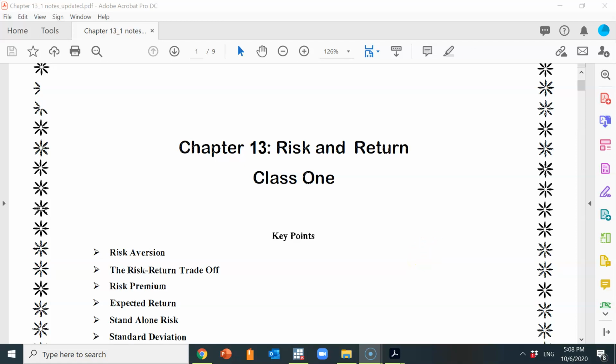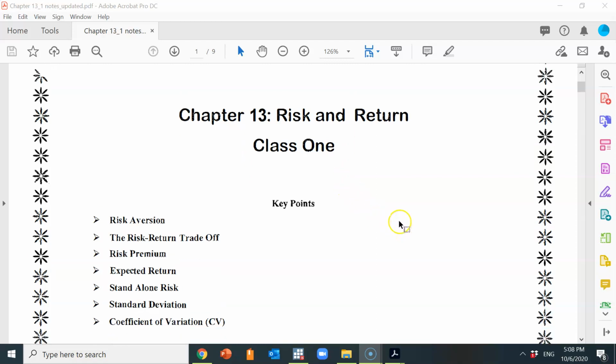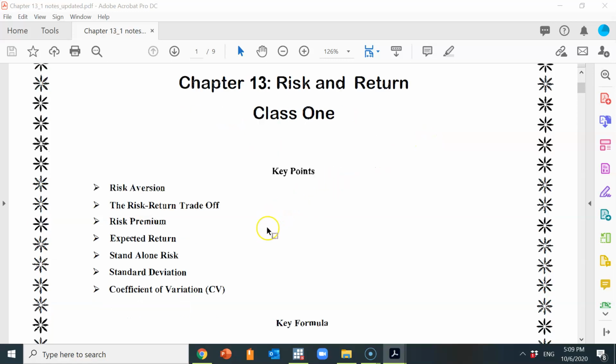Hi class. In this video, we're gonna start talking about chapter 13, risk and return, class 1. In this whole chapter, we're gonna talk about basic theories of risk and returns of financial instruments, especially for stocks. And in class 1, we're gonna talk about some of the basic theories and principles about the risk and return trade-off for general financial assets, especially stocks.